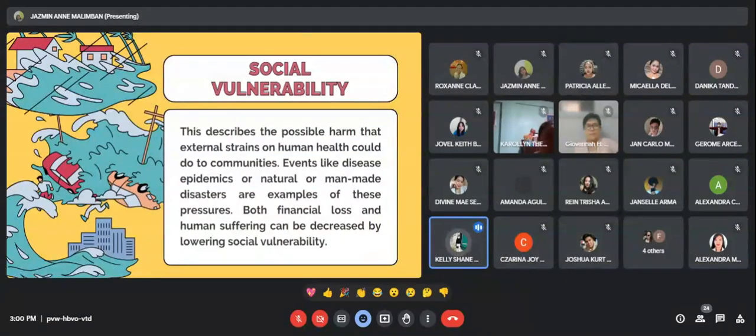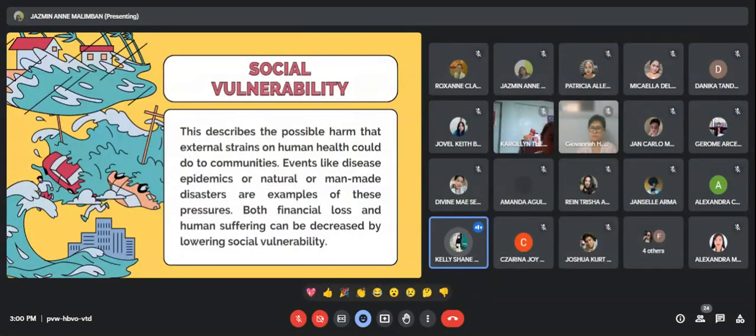So for the social vulnerability, dito naman po, this describes the possible harm that external strains on human health could do to communities. So dito papasok yung mga events natin na epidemics, pandemics, may it be natural or man-made. Sa social vulnerability, naging vulnerable tayo kasi hindi natin alam if nasa na ba yung epidemic, yung pandemic. So, hindi natin alam kung sino yung mga affected din. So, social vulnerability, meron na ditong human suffering.